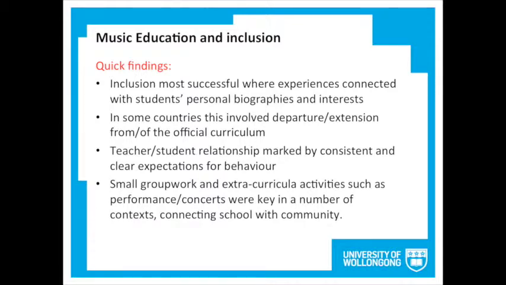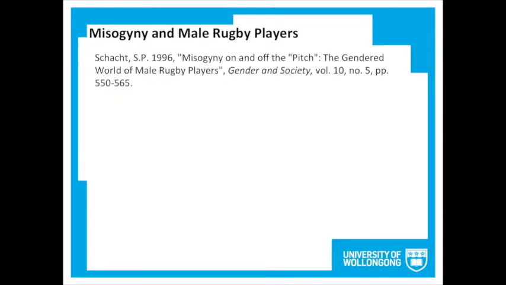And they also said that teacher-student relationships in inclusive classrooms were marked by consistent and clear expectations for behaviour, which is a long-standing finding across a whole lot of different areas of discipline and classroom engagement. Students will respond well when teachers are consistent in terms of how they lay out expectations and enforce those expectations.